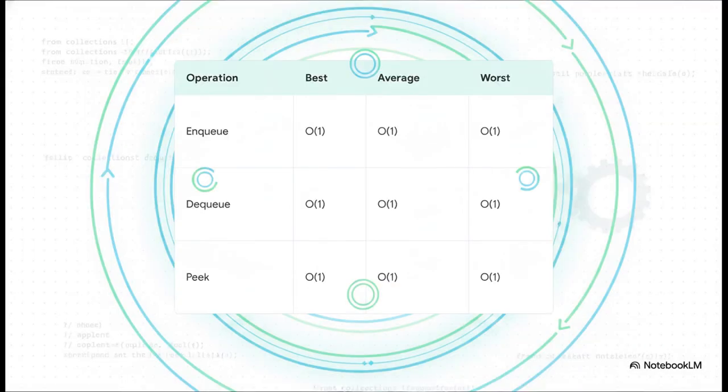By using a proper circular array implementation, or in Python's case, just utilizing collections.deque, we achieve the absolute holy grail of data structures. We get that sweet O of 1 constant time complexity across the board. Enqueue, dequeue, peek, best case, average case, and worst case. No memory shifting, no wasted space, just pure, uninterrupted performance for sure.